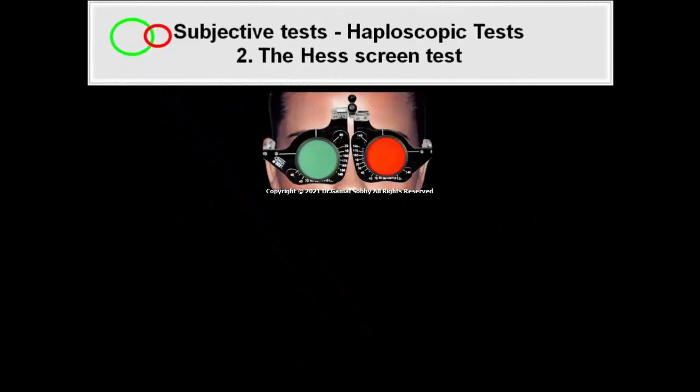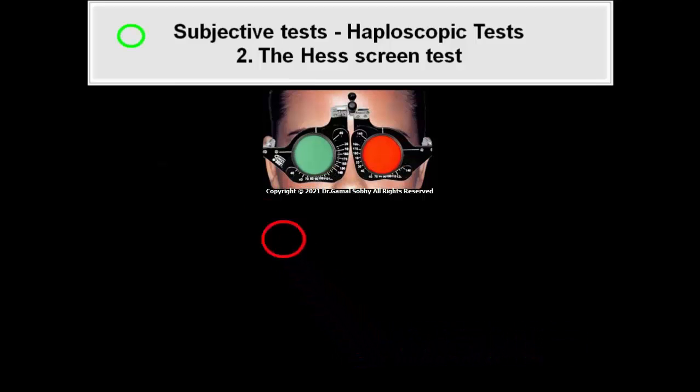The Hess screen test. It was popularized, in particular for diagnosing paretic or paralytic conditions in patients with normal correspondence. The patient wears red-green goggles. He sees the red circle with one eye and the green circle with the other, and is instructed to place the two circles over each other. To change fixation, the red-green goggles are reversed.